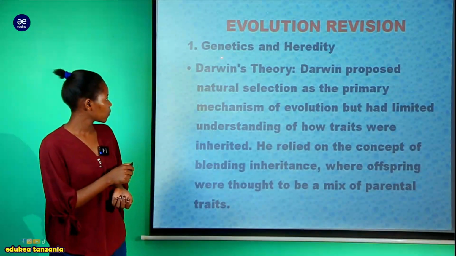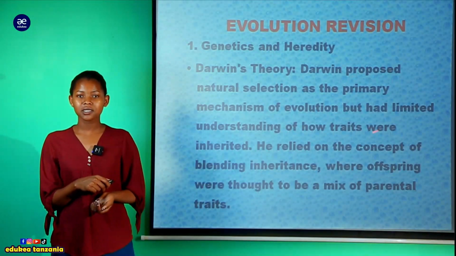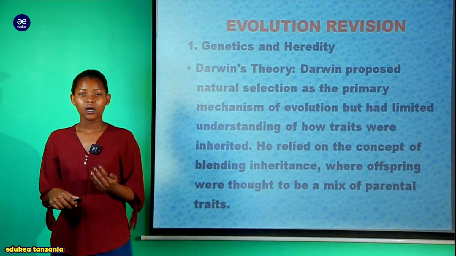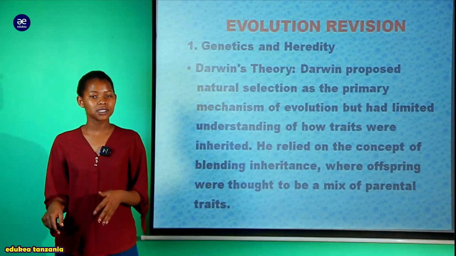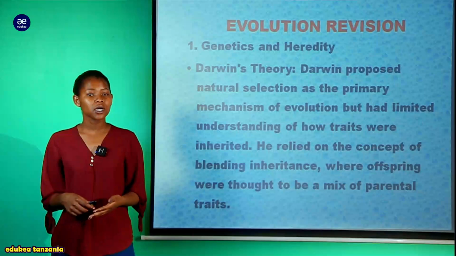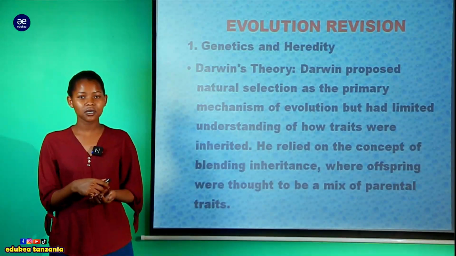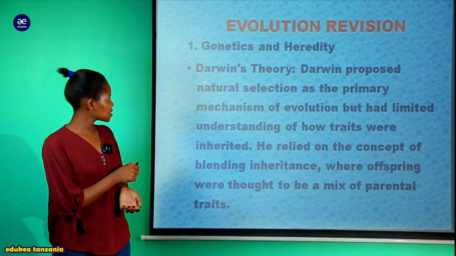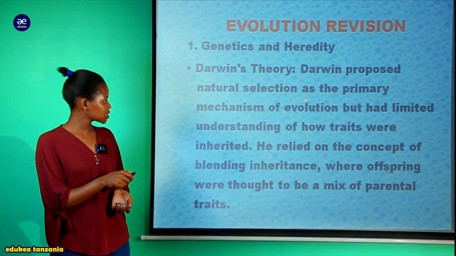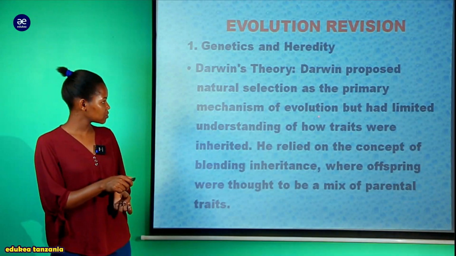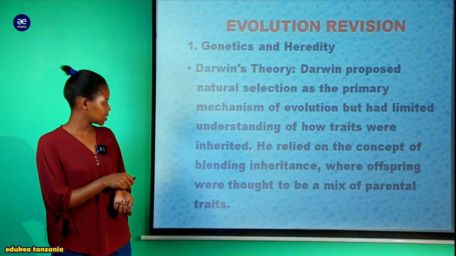As you can see here, we will talk about genetics and heredity in Darwin as well as in modern synthesis theory. You can differentiate in various ways wherever you want, maybe using a table or whatsoever, but you can use key terms like this and then you provide the difference as explanations. As you can see here, Darwin's theory proposed natural selection as the primary mechanism of evolution, but had a limited understanding of how traits were inherited.